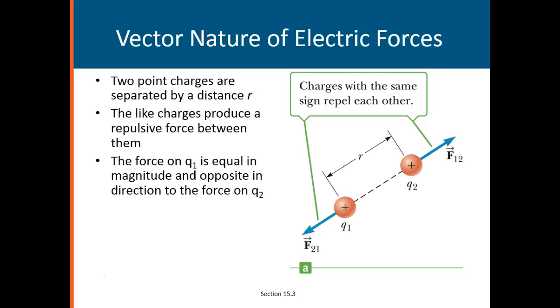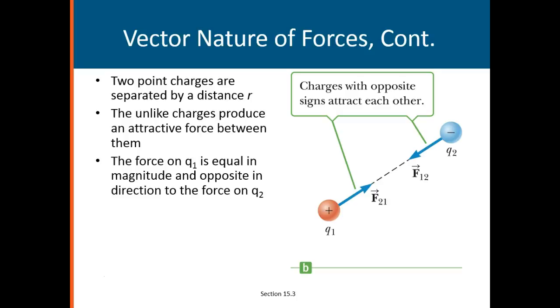Okay. Now, the B part of this figure is if one of these charges is positive and the other negative, then they're mutually attractive. But again, the forces are in opposite directions. So still, F12 is equal to negative F21. This is the force of Q1 on Q2. This is the force of 2 on 1. And they're equal in magnitude.